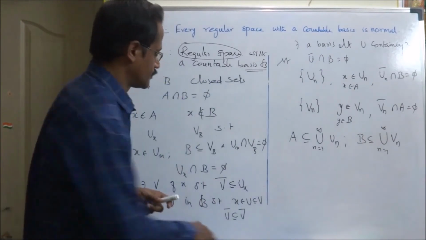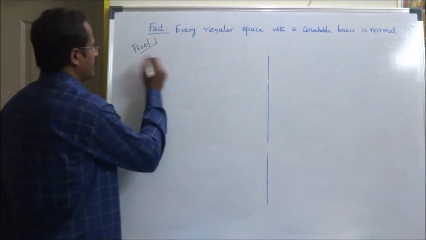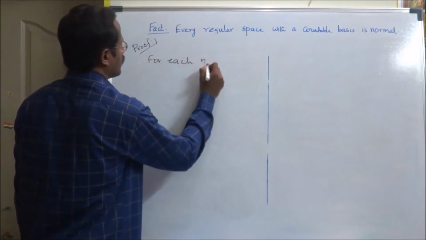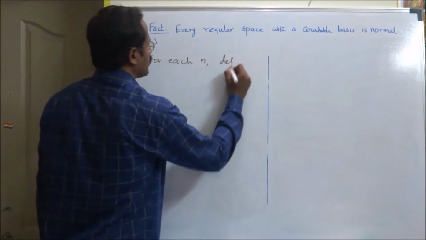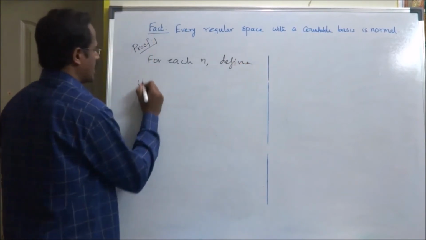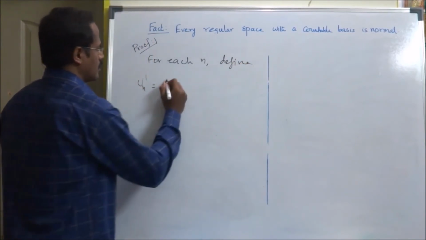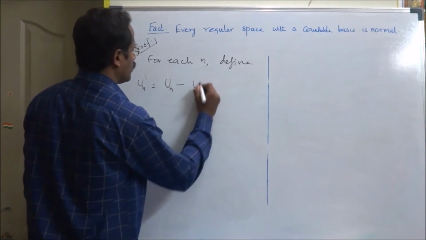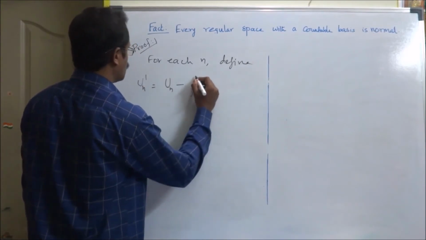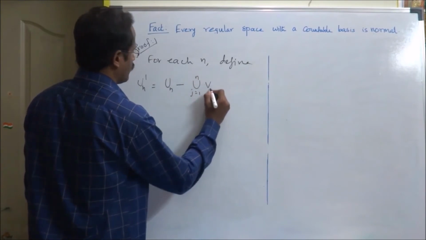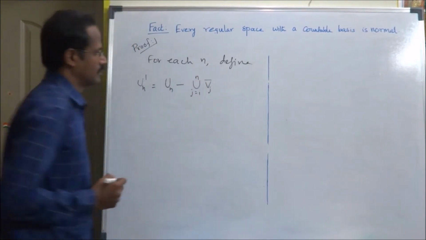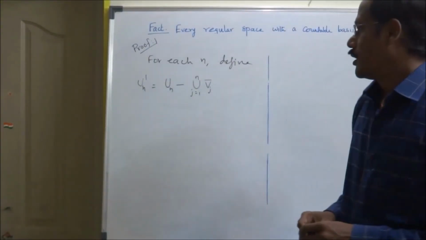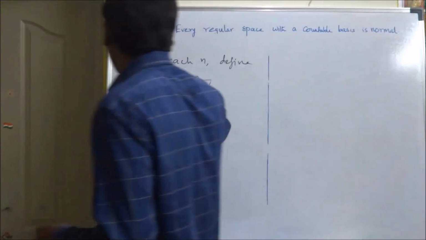Define for each n, Un dash as Un minus the union over j equal to 1 to n of Vj closure. So this is your Un dash.